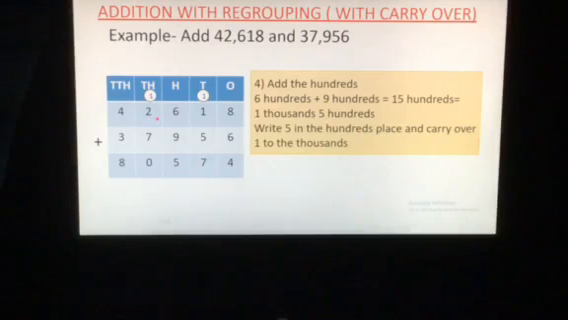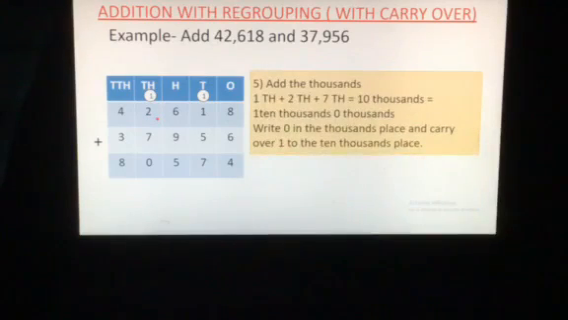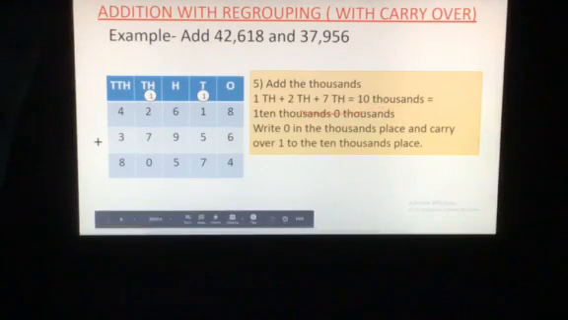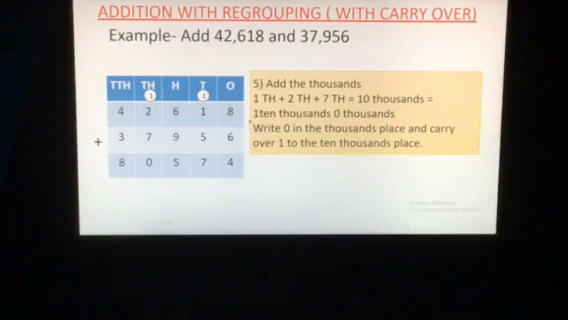Let's add the thousands place digits now. 1,000 plus 2,000 plus 7,000 is equal to 10,000. When we expand 10,000, we get 1 ten thousand, 0 thousands. So what we do, we write 0 in the thousands place and carry over 1 to the 10,000s place.